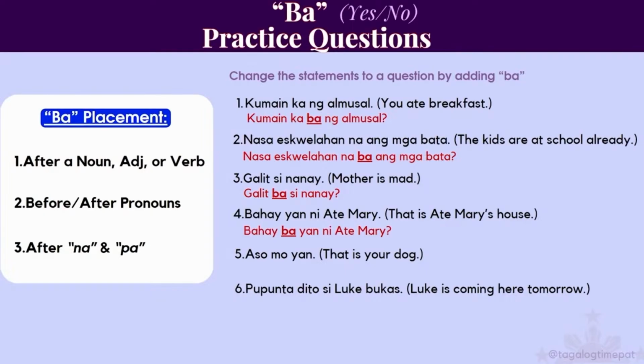Number 5, aso mo yan. That is your dog. It would be aso mo ba yan? So tricky. You might have put ba after aso, but mo is one of those pronouns that has to go before ba. And just one of those things that we have to remember again. Number 6, pupunta dito si Luke bukas. Luke is coming here tomorrow. Where would ba go? Pupunta ba dito si Luke bukas? So ba would just go after the verb.